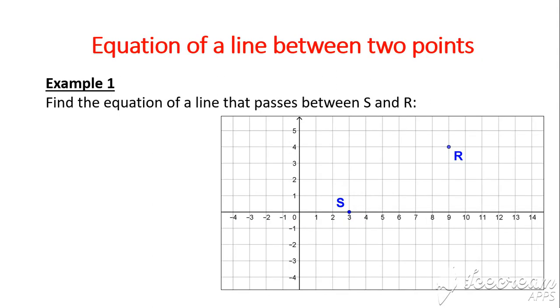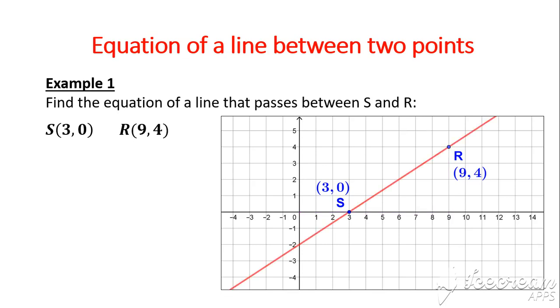Right, let's get into our first and only example of the video. We're going to find the equation of a line that passes between the points S and R. Now, point S has got the coordinates (3, 0), 3 across in the x direction, 0 in the y direction. And point R has got the coordinates (9, 4), 9 across in the x direction and 4 up in the y direction. And here's the line that passes between those 2 points.